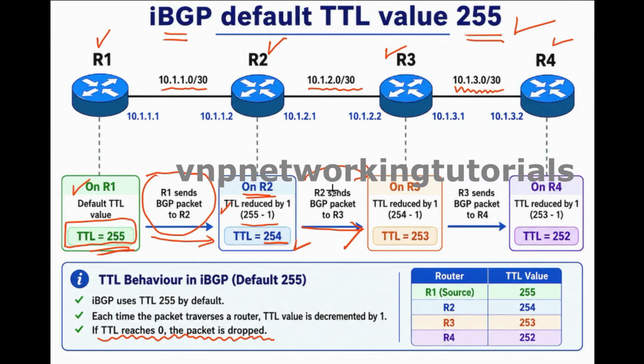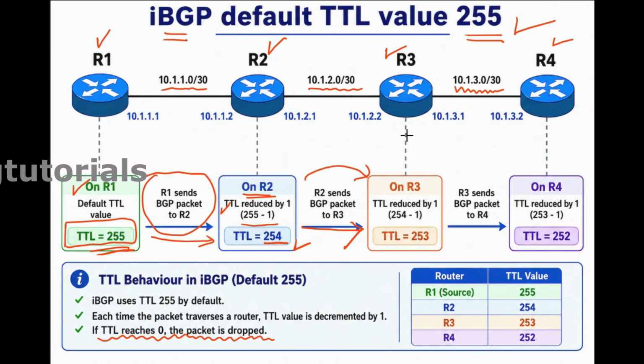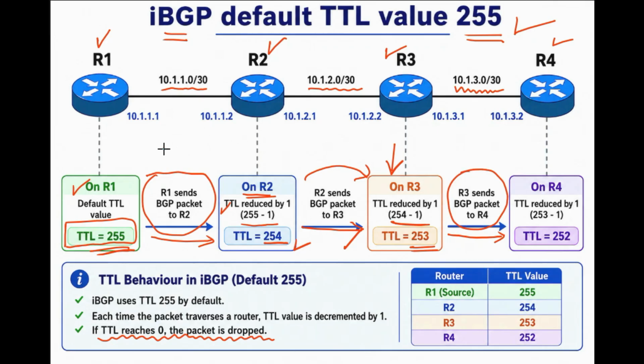So in the next step, the packet reaches router R3. Again, R3 performs the layer 3 forwarding. The TTL decreases by 1. So 254 minus 1 is 253. So that is the current TTL value on R3. The packet now leaves R3 with the TTL value of 253. Please notice the pattern. Every router subtracts exactly 1 from the TTL value.